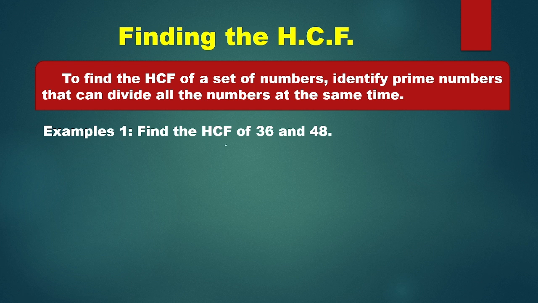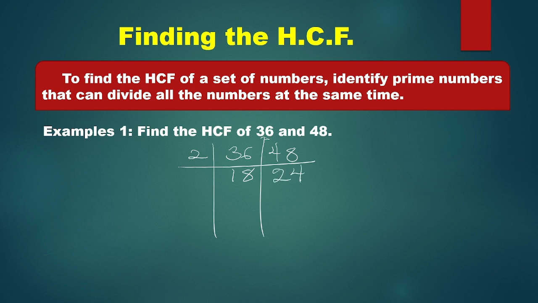So this time I'm going to write down 36, draw a line, then write down 48. Now, how do you do this? You simply look for a prime number that can divide 36 and 48 at the same time. In this case, we're going to use 2 because both numbers are even, so definitely 2 can divide both of them. 36 divided by 2, that's 18. 48 divided by 2, that's 24.